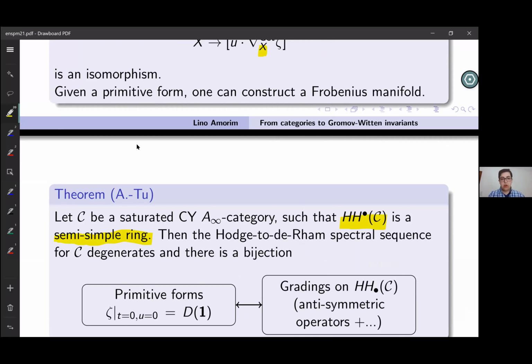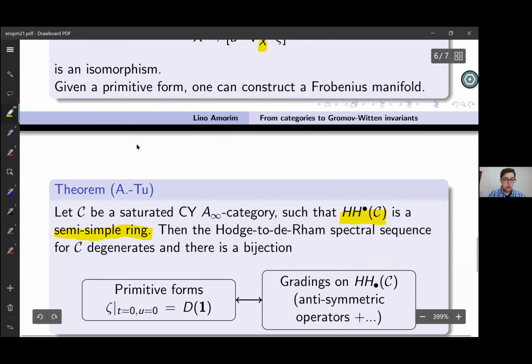Then this Hodge-to-de Rham degenerates, and there is a bijection between the space of primitive forms that have a specified value at the origin. What is this value? The Hochschild cohomology has a unit. Then we dualize it and send it to Hochschild homology because it's Calabi-Yau, and that gives us a special element on Hochschild homology. That's what the value of our primitive form should be at the starting point. And such primitive forms are in bijection with gradings on Hochschild homology. So this is just a linear algebra thing now.